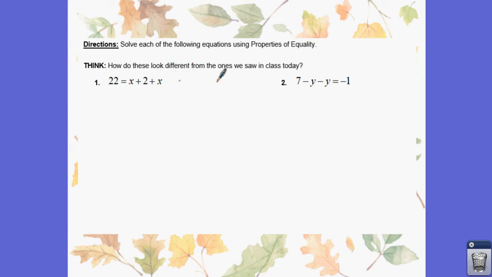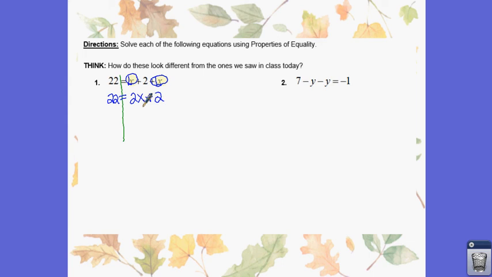How did these equations look different from the ones we saw in class today? Hopefully, you're noticing that there are two x terms on this equation, and they are on the same side. The first step to solving is making sure that I only see the variable appear once. In this case, I can combine these two like terms. I have a 1x and a 1x. When I combine, I end up with 2x. So now this would state 22 is equivalent to 2x plus 2.